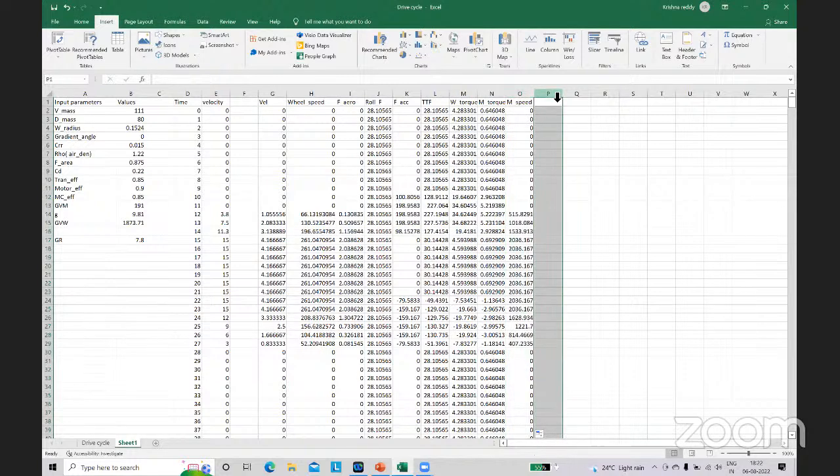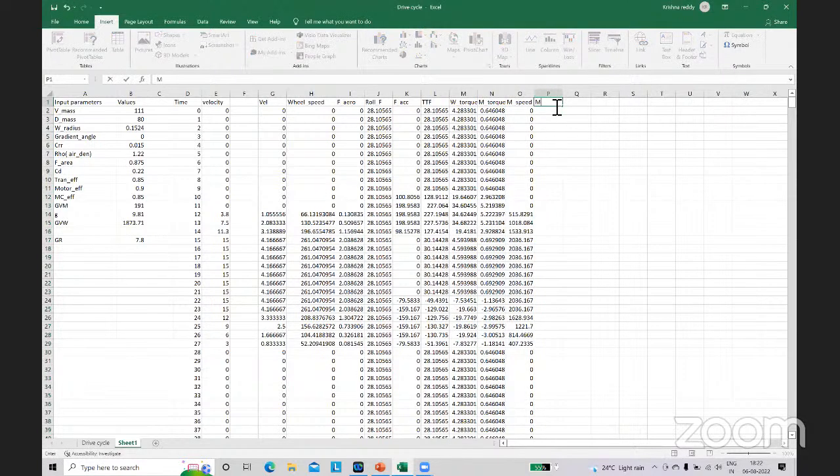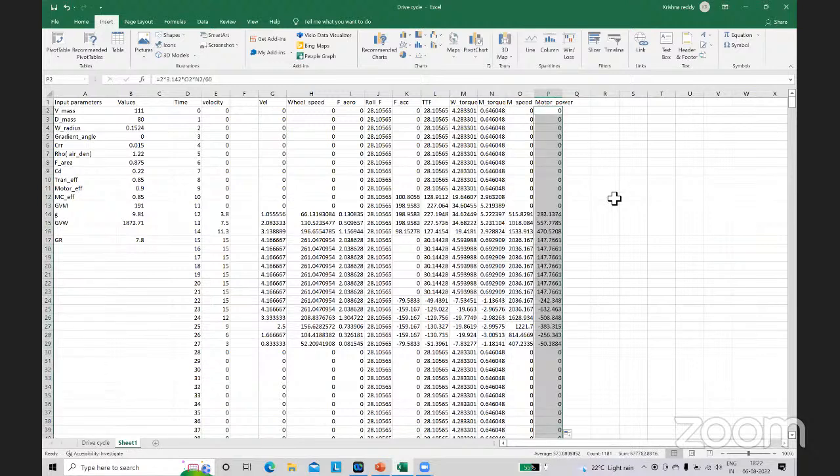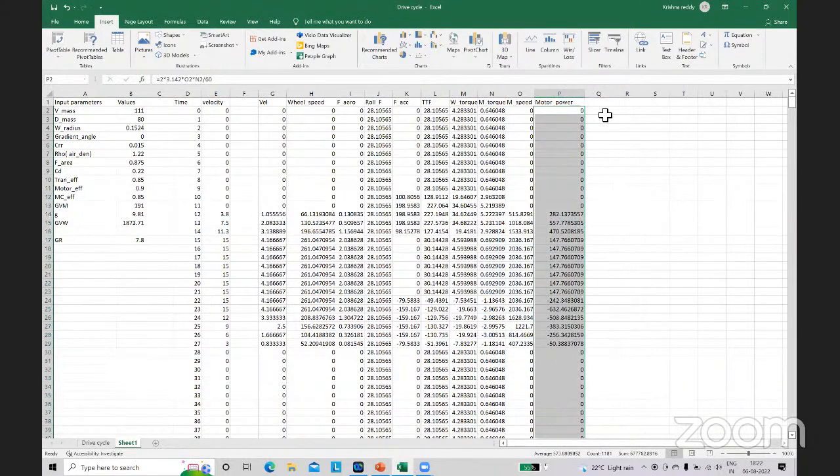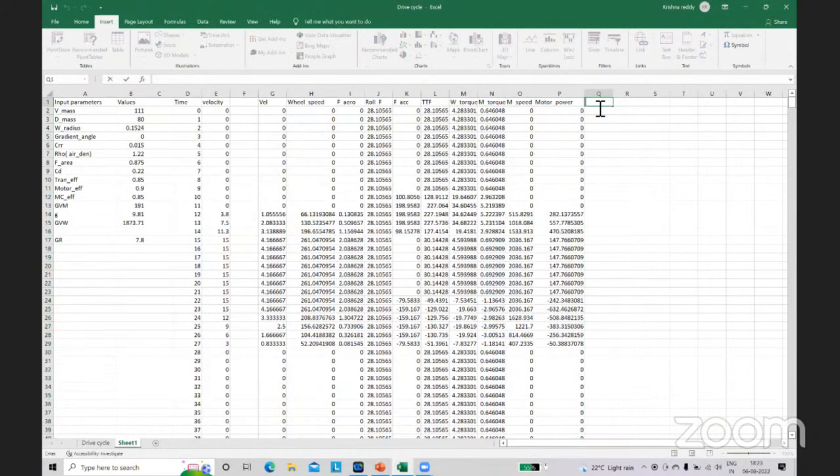So now we know the N and the T term, that is nothing but your motor speed and the motor torque. So we can calculate motor power. The equation is pretty simple: 2 pi NT upon 60, 2 pi, that is 3.142, NT, that is speed multiplied with torque, divided by 60. Say enter. So now we have calculated motor power, the output of your motor.